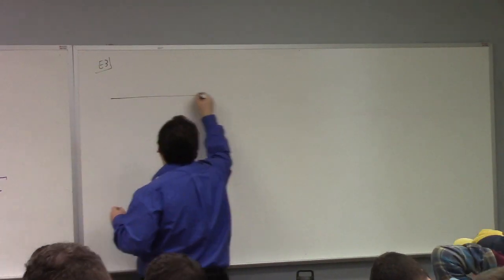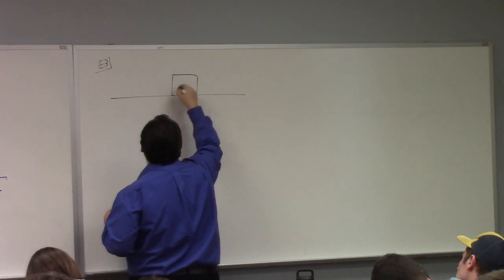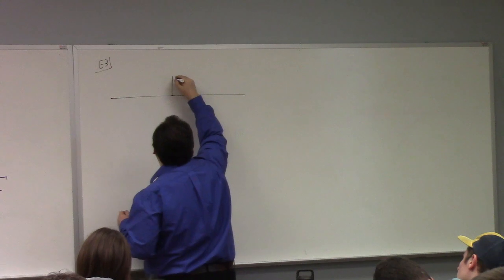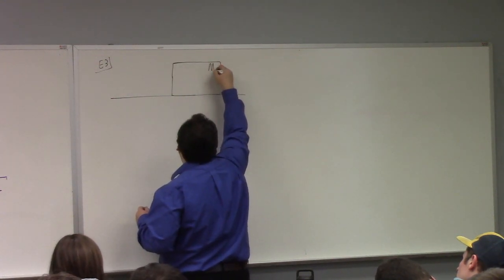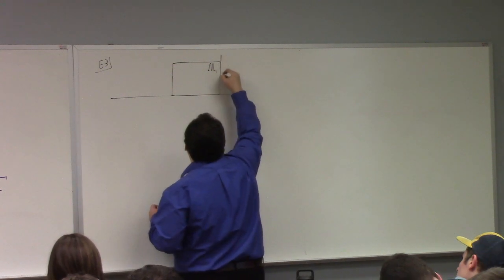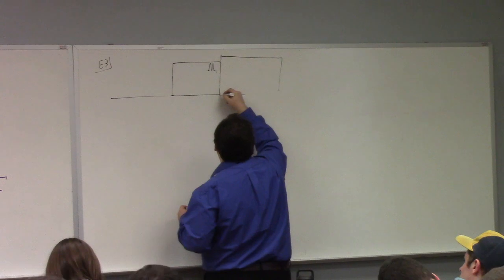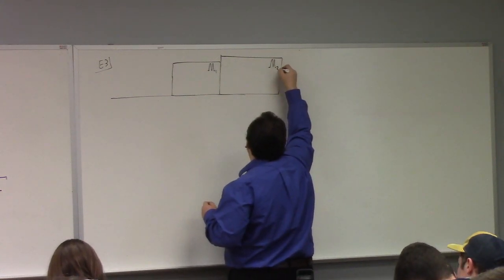So let's suppose we've got a box here with mass m1. Let me make it bigger. A box here with mass m1. And then I've got another box here. I'm going to regret drawing it so close to the top of the whiteboard. Oh well. M2. All right.